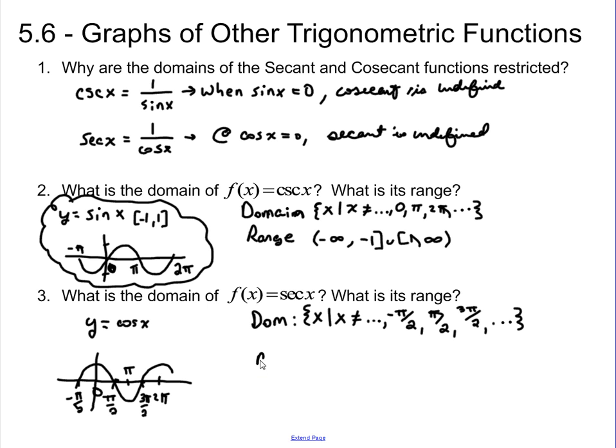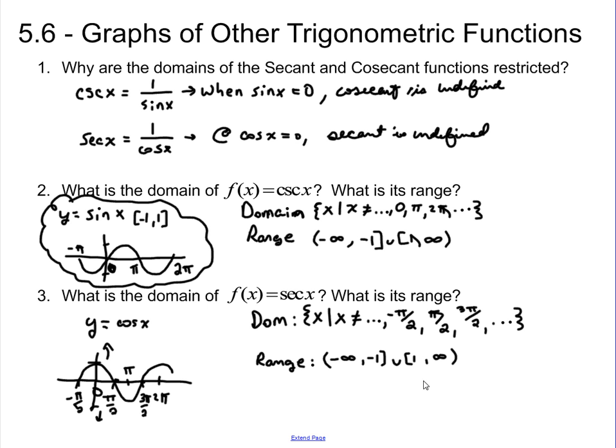As far as its range, it's exactly the same as what we said about cosecant. So our range would be the set of all y values from negative infinity to negative 1, union with the sets from 1 to infinity. That is, everything outside of the range of cosine.